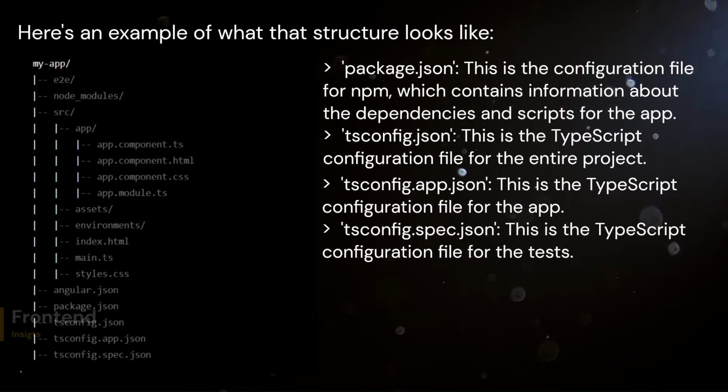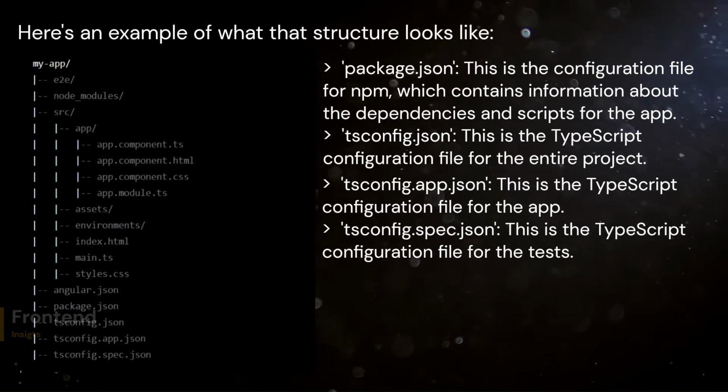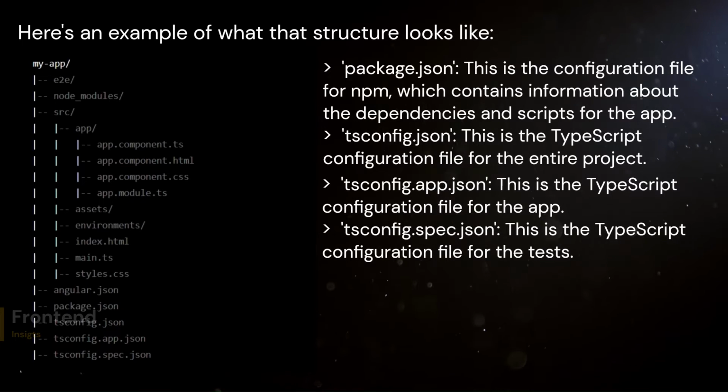tsconfig.json, this is the TypeScript configuration file for the entire project. tsconfig.app.json, this is the TypeScript configuration file for the app. tsconfig.spec.json, this is the TypeScript configuration file for the tests.